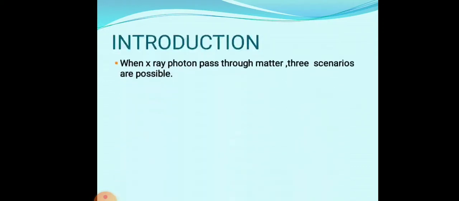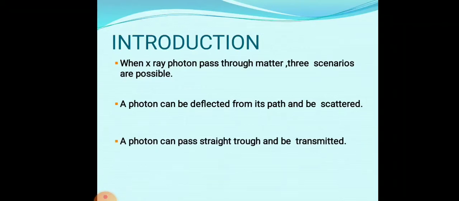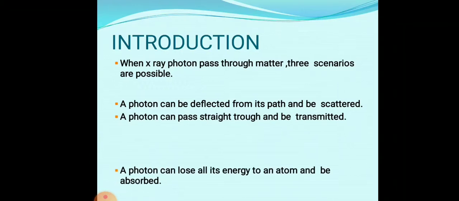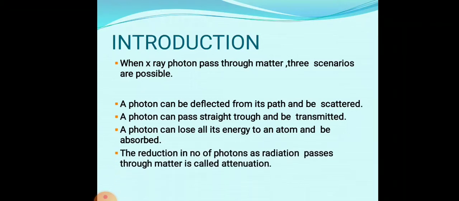Now going to the introduction. When X-ray photons pass through matter, three scenarios are possible. The first one is that a photon can be deflected from its path and scattered. The second is that a photon can pass straight through and be transmitted. And the third is that the photon can give all its energy to an atom and be absorbed. The reduction in the number of photons or radiation passing through the matter is called attenuation. That means attenuation, that something is reduced.